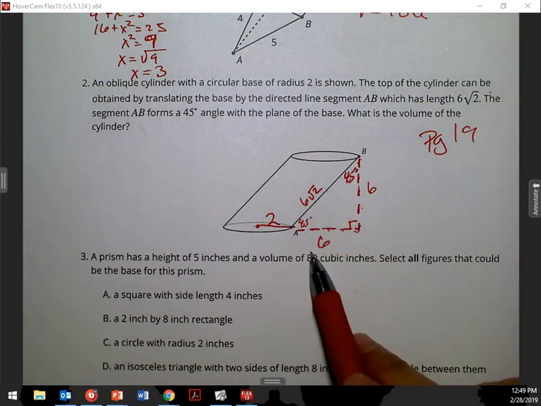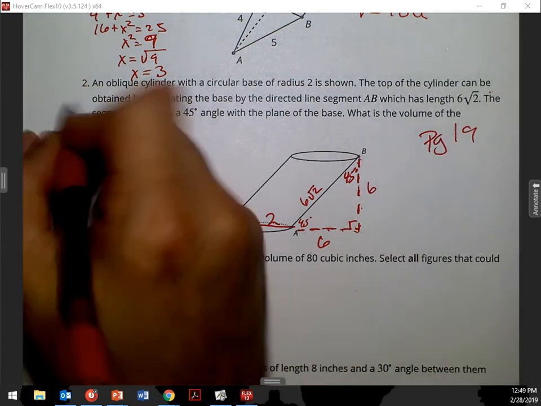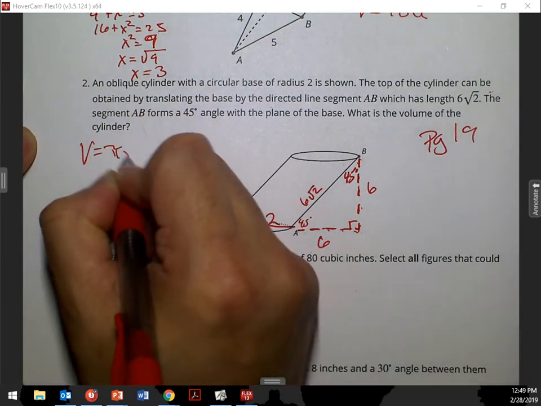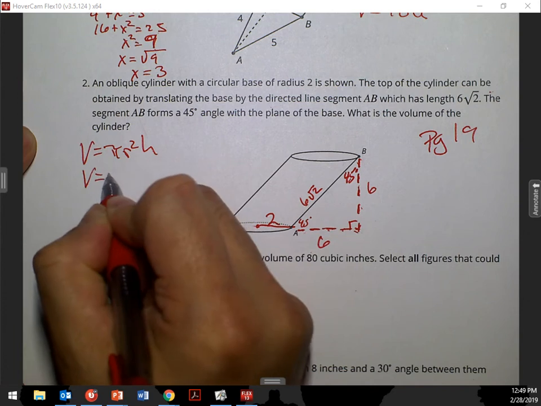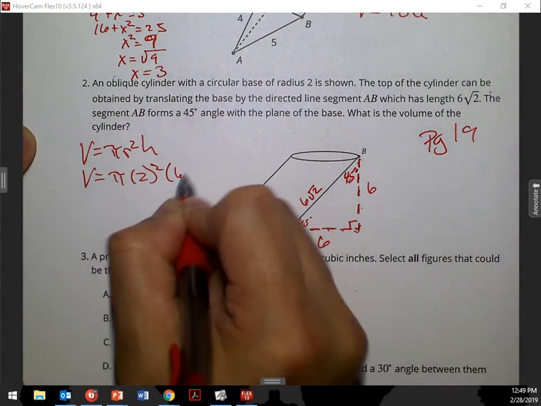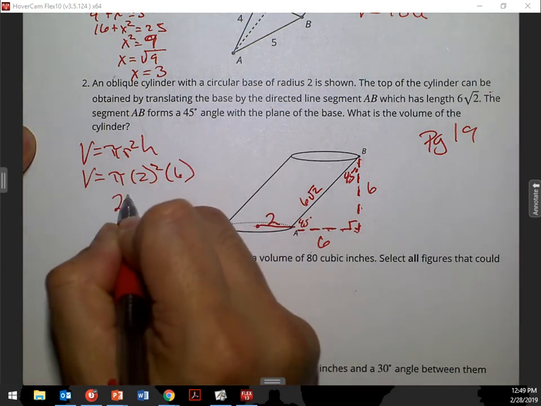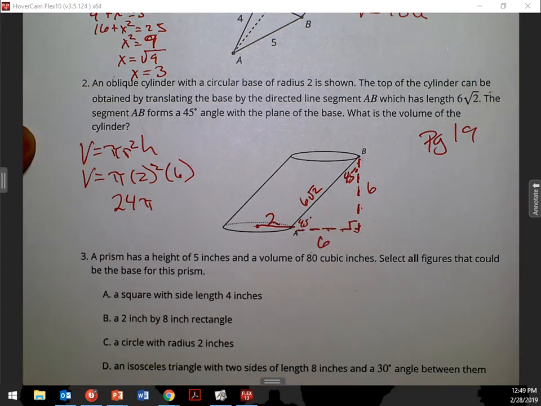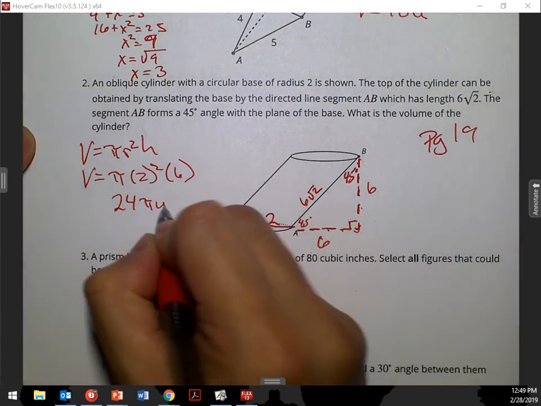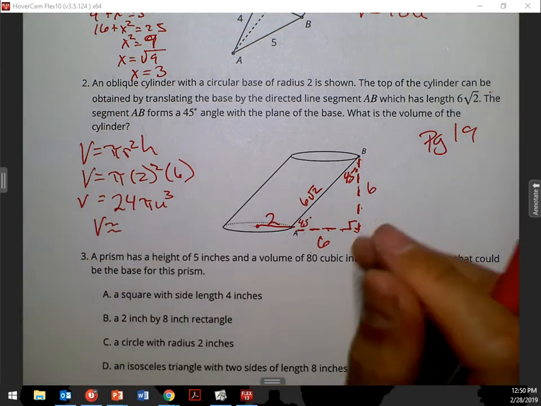If this is 6 rad 2, that's going to make this side here 6, that side 6. So the height of this cylinder is going to be 6, right? Yeah. So let's find the volume. Volume equals pi r squared h. My r is 2 squared, h is 6. So that's going to be 4 times 6 is 24. So 24 pi, and that's going to be units cubed, which comes out to be approximately what?